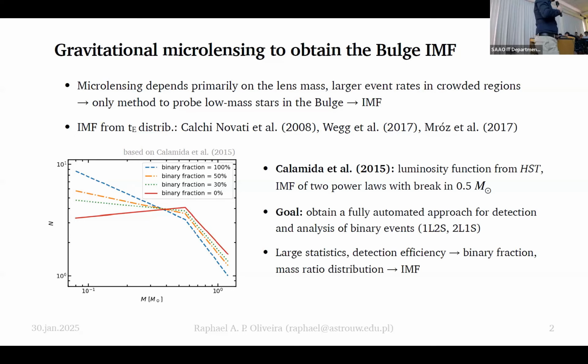So what we want here is an automated approach, both for the detection and the analysis of binary events, so both binary source and binary lens events. With these large statistics and applying the detection efficiency, we get the binary fraction and mass ratio distribution and the best IMF for this region.